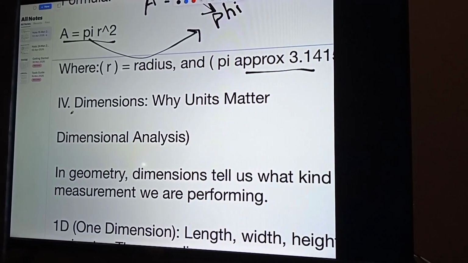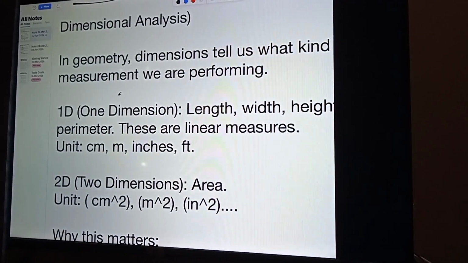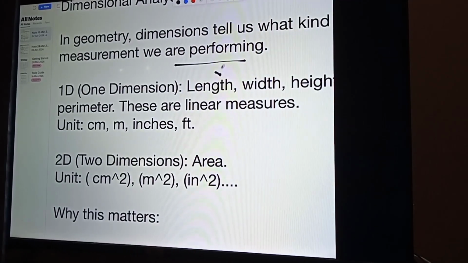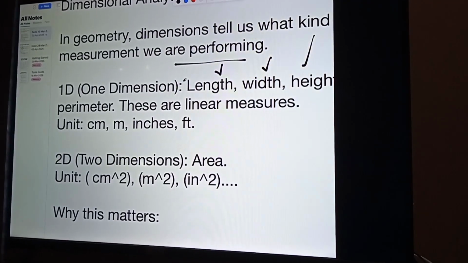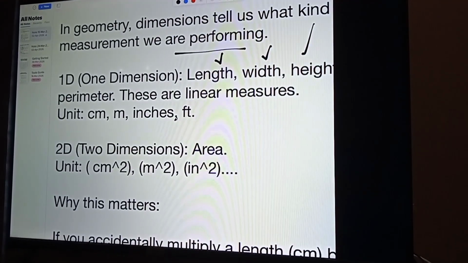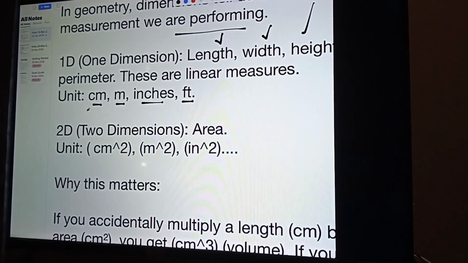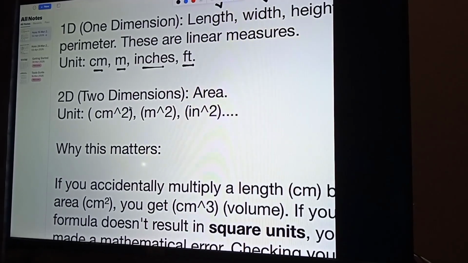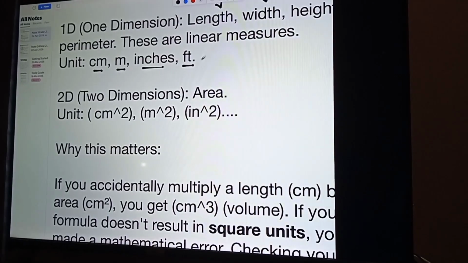Okay, why do dimensions matter? Why do we need units of measure? It matters because in geometry, dimension tells us what kind of measurement we are performing. That is one dimension, length, or width or height, perimeter. These are linear measures. Its unit may be centimeter, meter, inches, and feet. But when you do a two-dimension calculation, it becomes squared. So square centimeter, square meter, square inches, square feet.